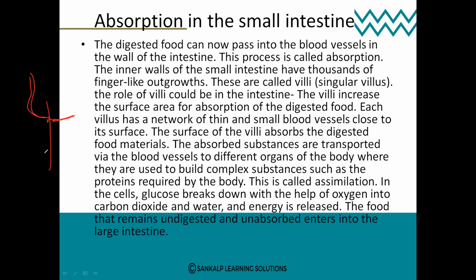Now see here, first of all, the food is taken. The food is taken, it is chewed there. What is happening? The saliva is mixed, the tongue is rolling it, it is making it into a bolus, then it is swallowed. Then it is passed to the esophagus.